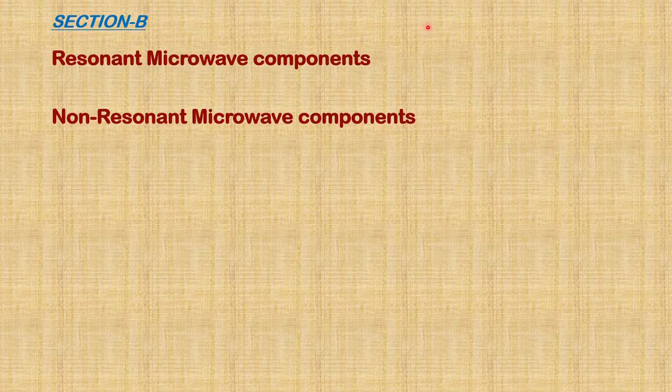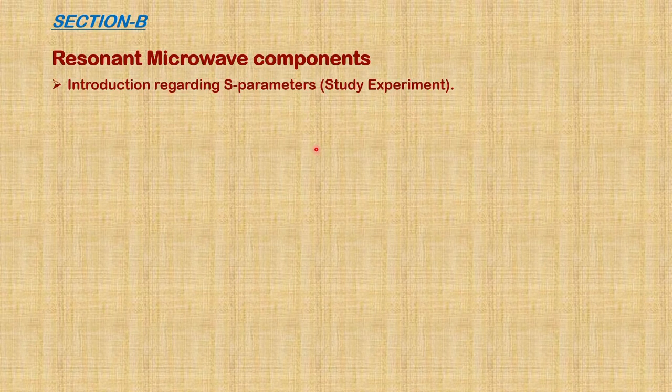Section B. Section B is divided into two parts. One is resonant microwave components and the second one is non-resonant microwave components. In resonant microwave components, we start with a study experiment, that is introduction regarding S parameters. Here we can learn what an S parameter is, how to represent it, and how to find the values of S.